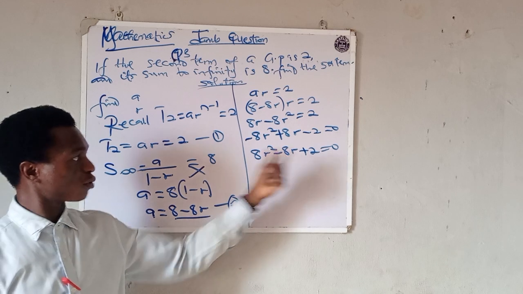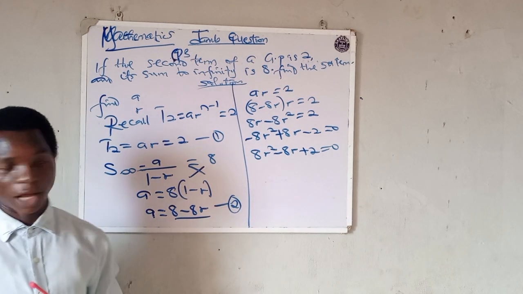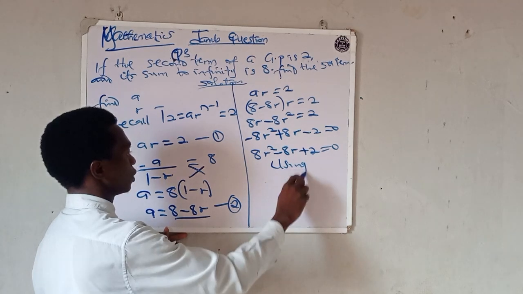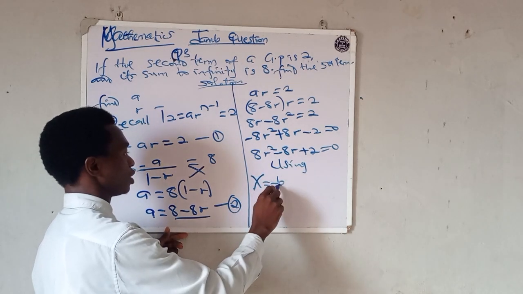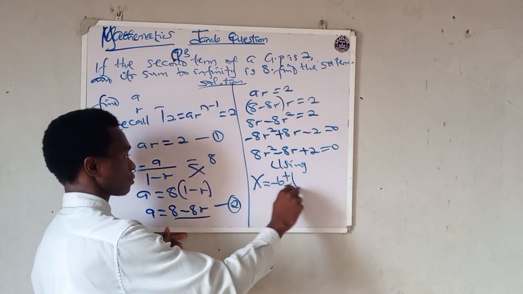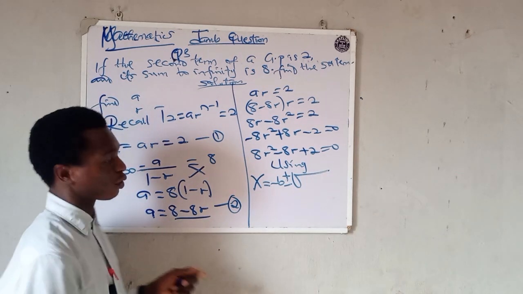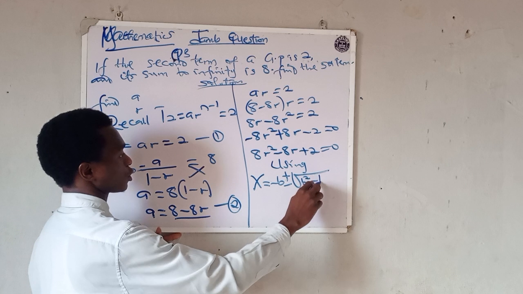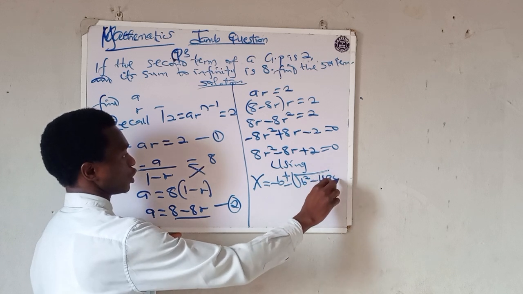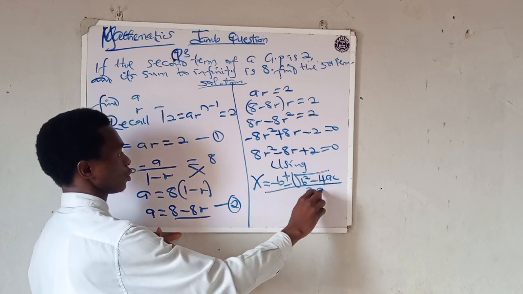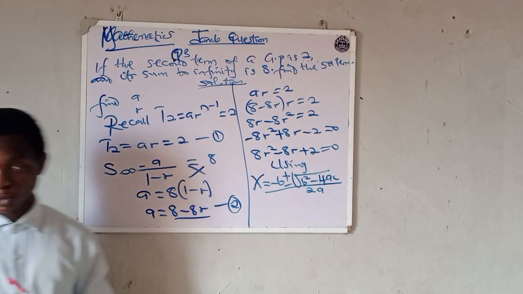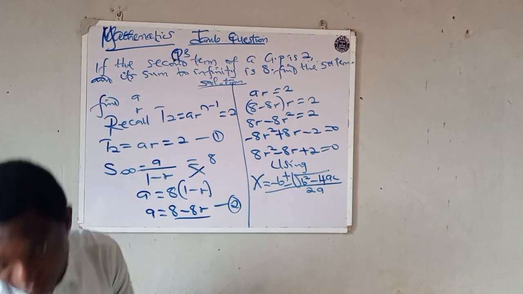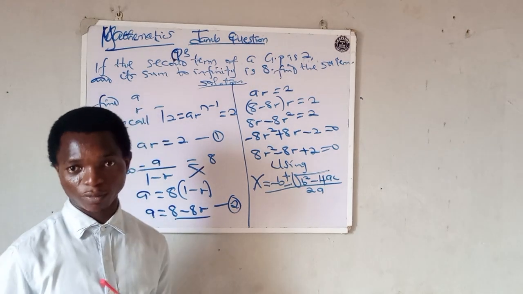To solve for r from this equation, we apply the almighty formula, using x equals minus b plus or minus the square root of b squared minus 4ac, all over 2a. So we're using the almighty formula here to find our r. Don't forget that our r is our common ratio.